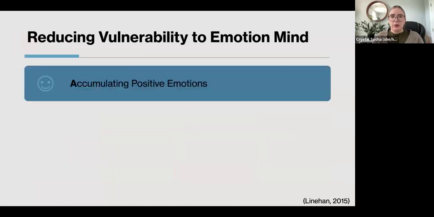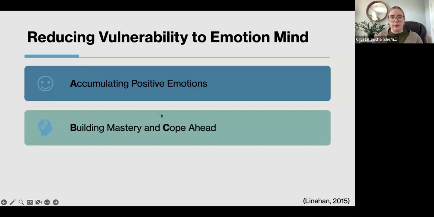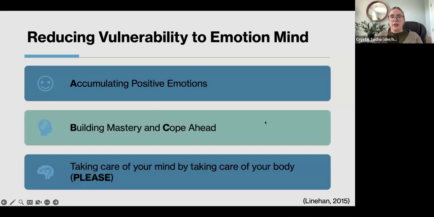With reducing emotional vulnerability, or reducing vulnerability to emotion mind, we know that emotion regulation skills ultimately help decrease that vulnerability. And it won't, again, remove those emotions, but it will help some of those emotions feel less distressing, less painful, and also increase emotional resilience. So we talk about a couple skills here, and I will share a few in just a moment.